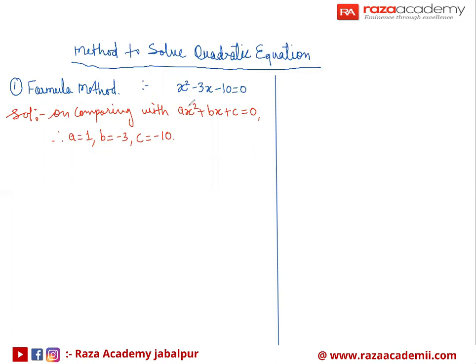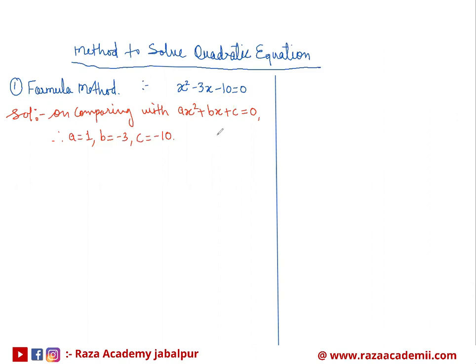Here you can check x square is x square. So the coefficient of x square is a, and here the coefficient of x square is nothing. That means 1 would be there. Similarly, here x is equals to x, the corresponding coefficient of x is b over here, and here the value of b becomes -3. And the next thing, the value of c is -10.